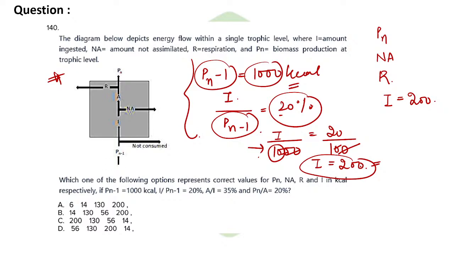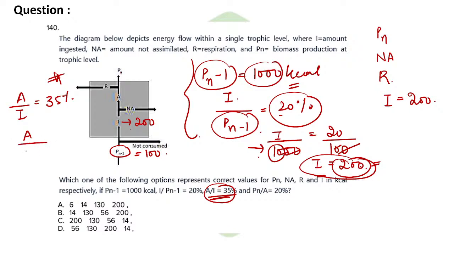Now look into the question. Over here, this is given to you as 1000, and the value of I I have calculated as 200. Now comes the next segment. The next information given to you is A upon I is 35%. So I have the value of I, which I have calculated. A upon 200 is equal to 35%, which is 35 upon 100. If I solve it out, I get the value of A as 70.